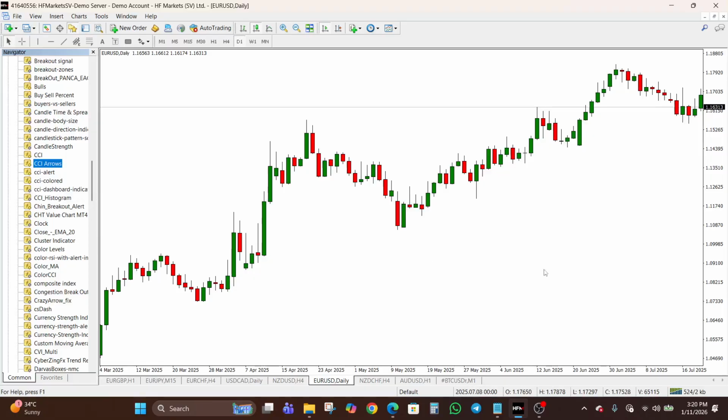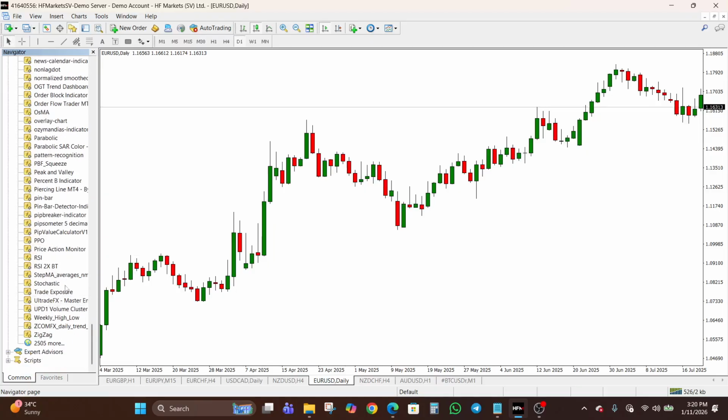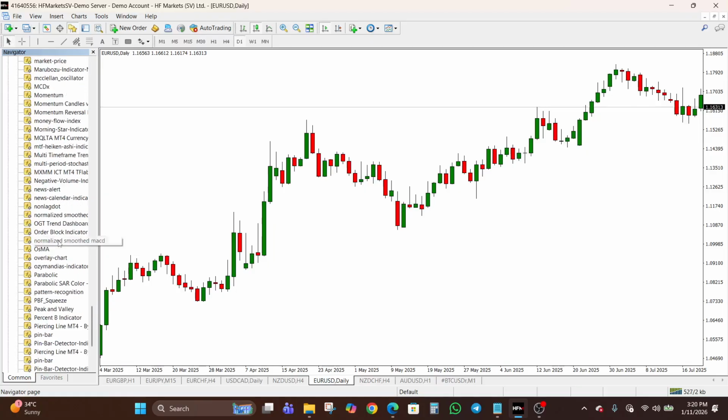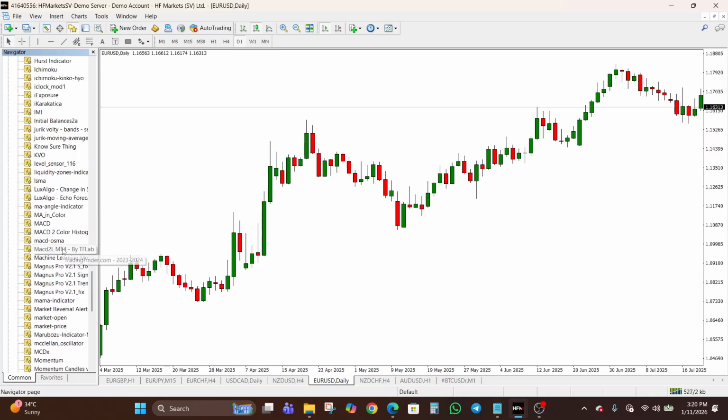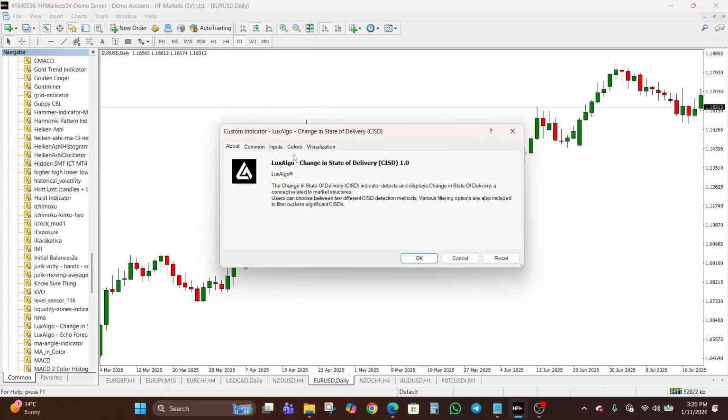Now, the CISD indicator is going to be the Lux Algo change in state of delivery. So this change in state of delivery is the long form of CISD. That's the full meaning of CISD.